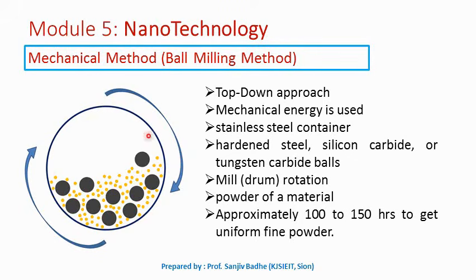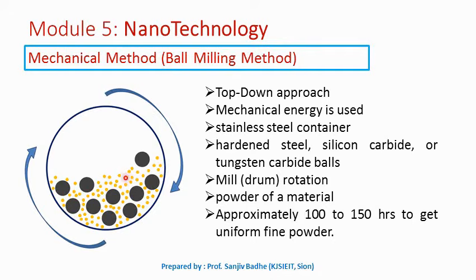This container can be rotated, and as the container is rotated, these balls will continuously move. This rotating container is called a mill, and as this container is rotated, the hardened steel balls, silicon carbide balls, tungsten carbide balls also rotate inside this mill. The powder of the material for which the nanomaterial is to be formed is kept inside this steel container. This powder will be made into nano size using this ball milling technique.